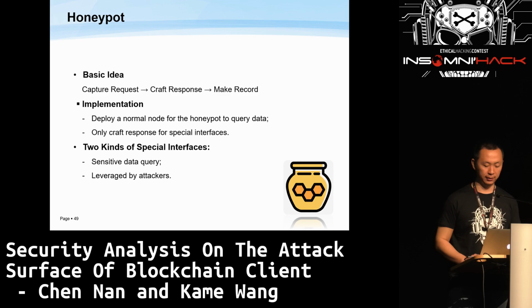Honeypot is another component in this system. The basic idea is to capture requests, craft responses, and make records. To ensure the authenticity of the response, we can deploy a normal node for the honeypot to create it. In this way, we only need to craft responses for some special interfaces. There are two kinds of special interfaces. The first are the interfaces that can be leveraged to create sensitive state, such as account addresses. The second are those interfaces that have been found to be leveraged by attackers.